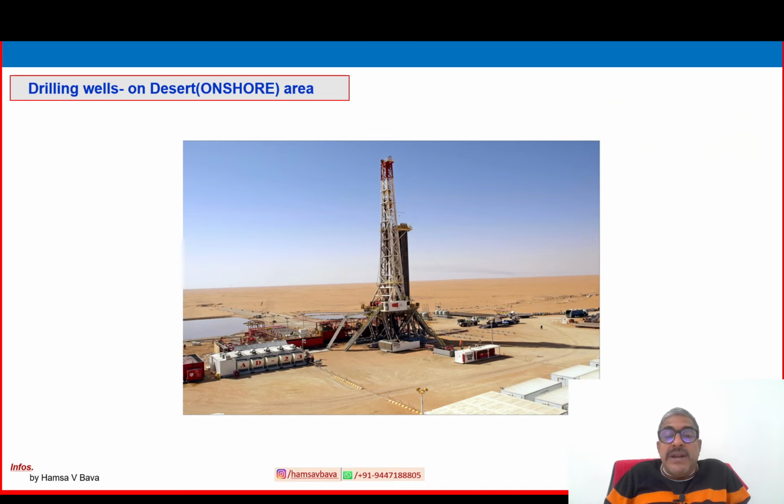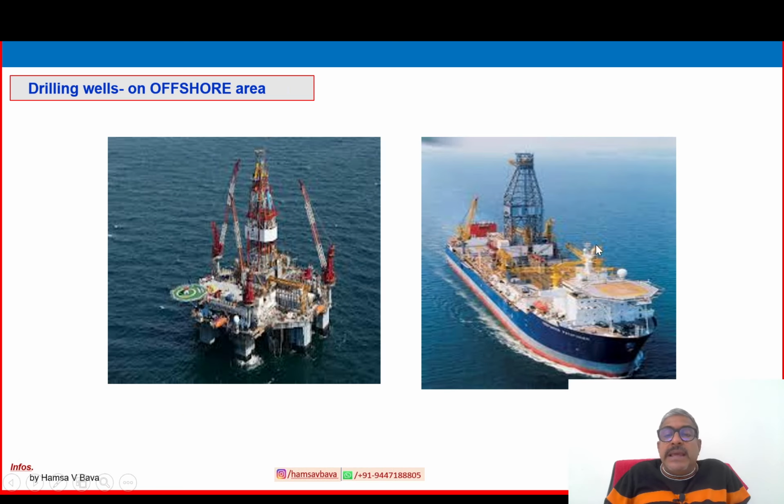So this is a drilling activity in an onshore area. It's a desert area. So this is the drilling activity, well development in a desert area. And the same thing in an offshore area, in the sea.